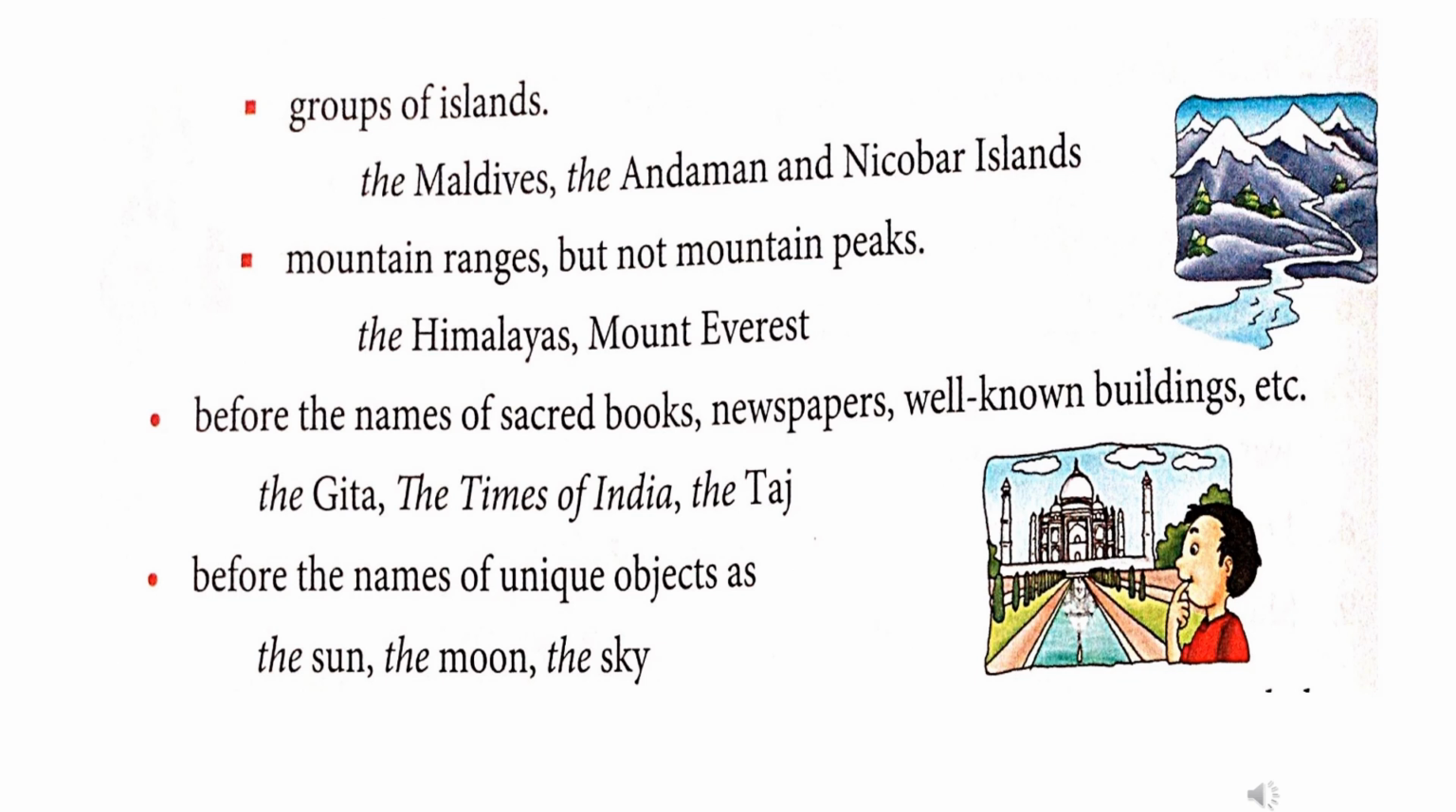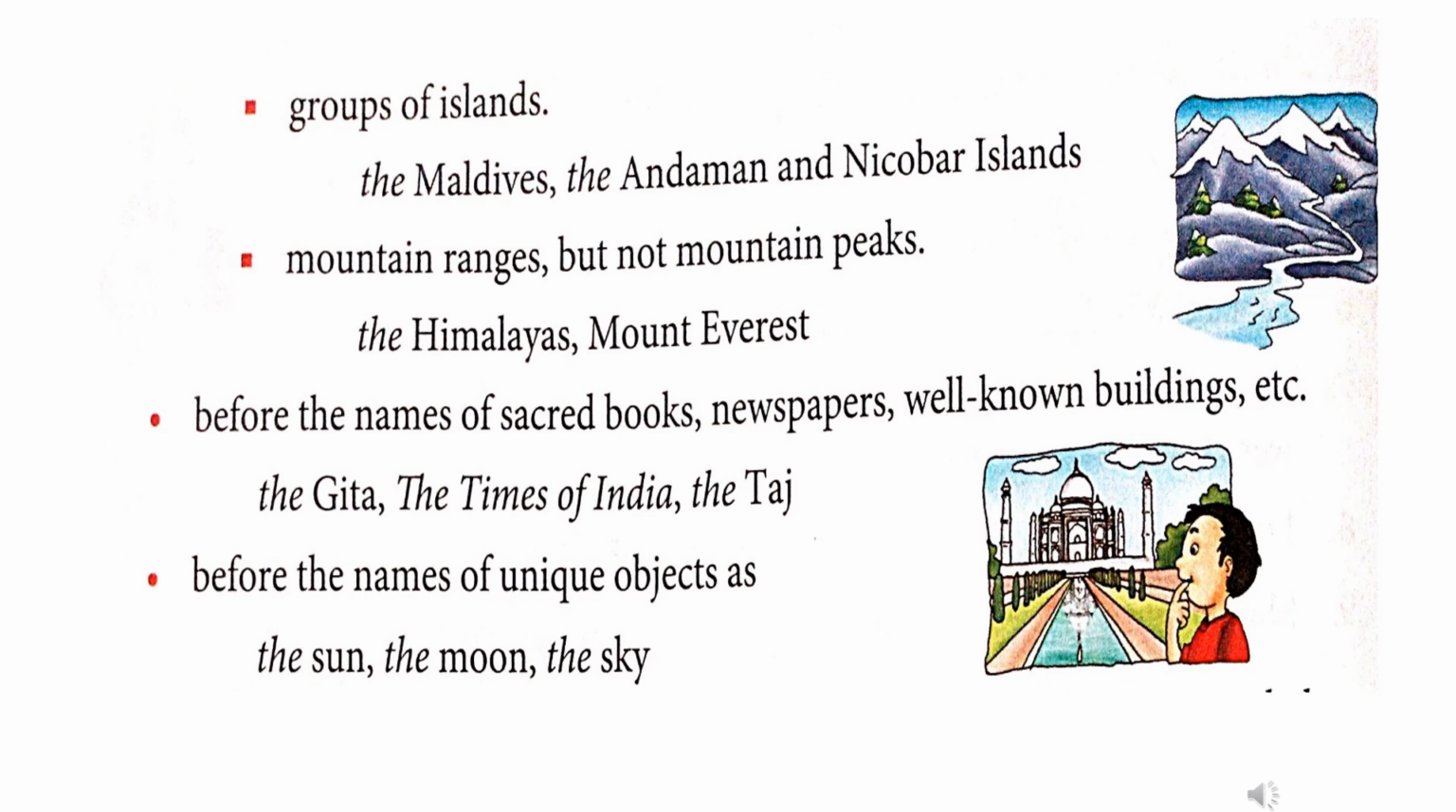We can use it before the names of mountain ranges but not mountain peaks. Examples: the Himalayas, Mount Everest. Mountain ranges means a group of mountains. Mountain peak means a single mountain. We cannot use it before the name of a mountain peak, but we can use it with mountain ranges.